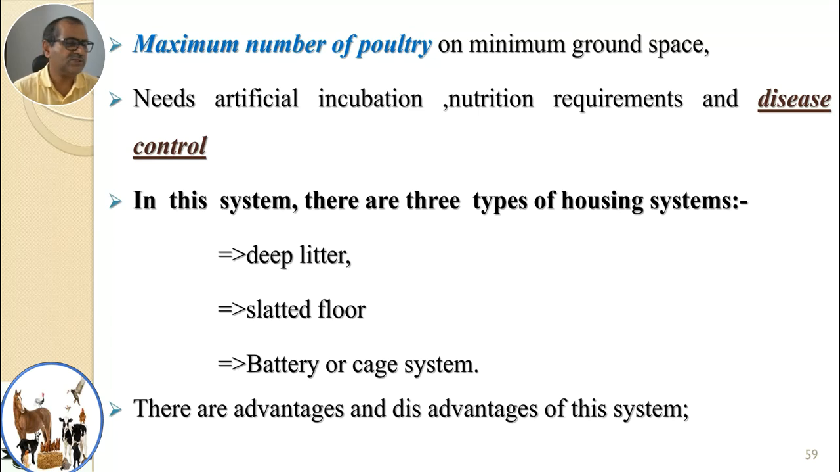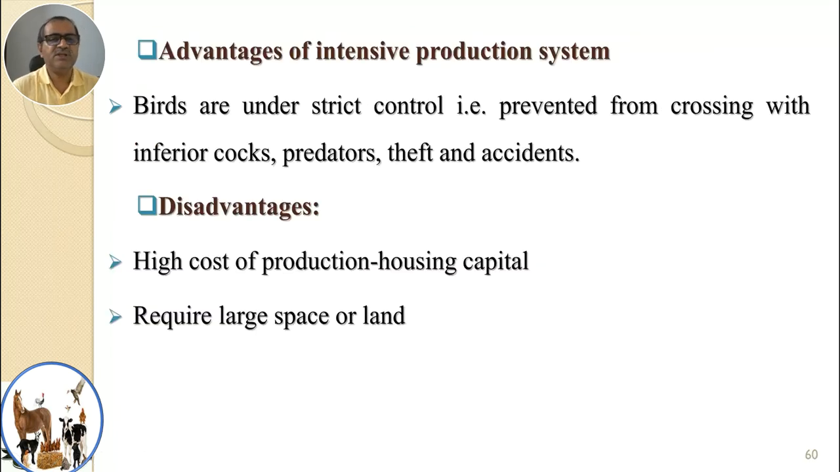But all these have got their own advantages and sometimes disadvantages also. Then advantages of intensive production system is the birds are under totally strict control. The diet, the water, the medicines. Then also the disease can be easily controlled or prevented, and there is no crossing with inferior crops. Also, there is no crossing, etc.